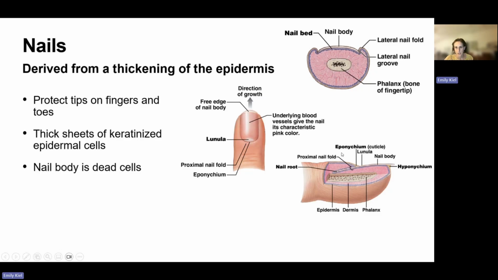So if we look here, here is that cuticle, that eponychium. Here is your nail root where things are going to grow from. And here's that proximal nail fold. And then the area right under the nail at the free end that's growing is your hyponychium. So onychi is the prefix for things having to do with nails.